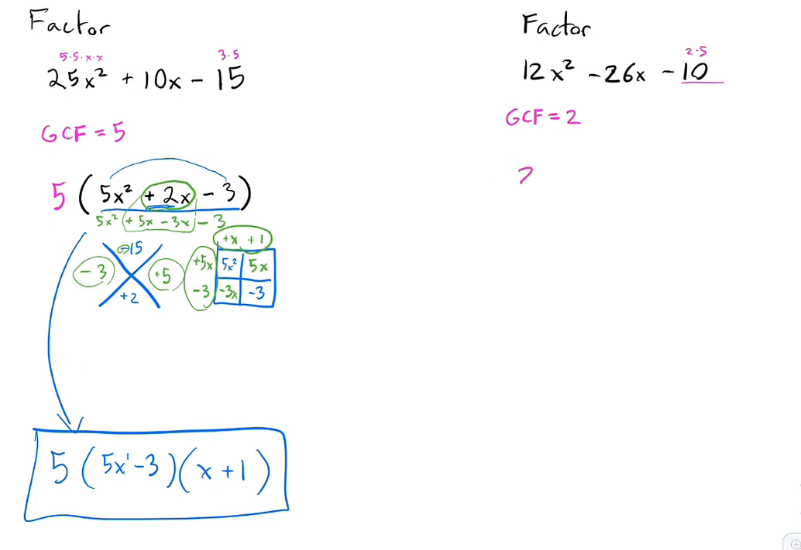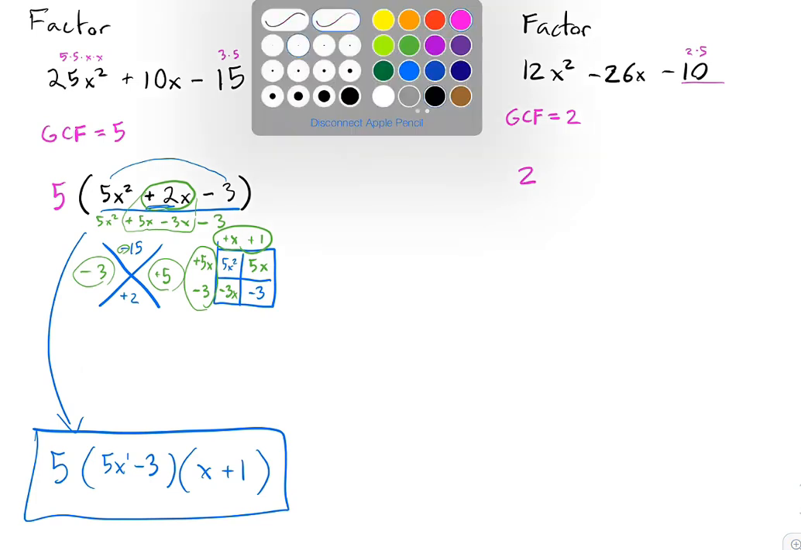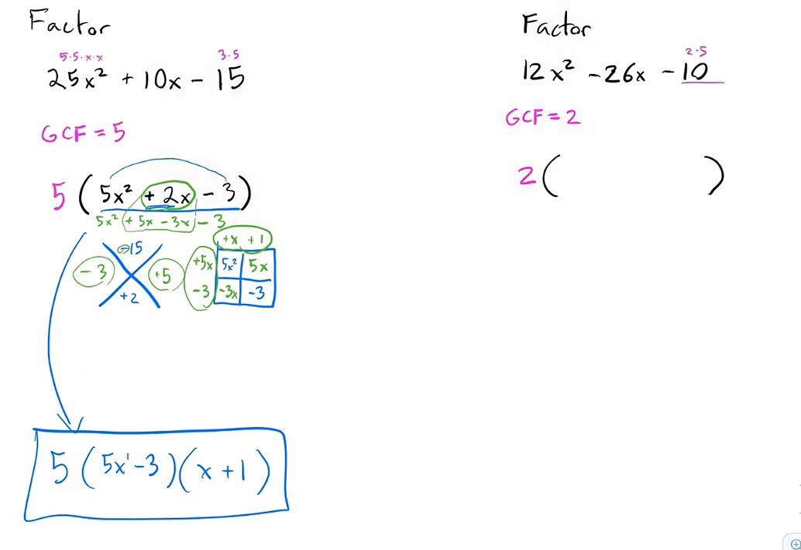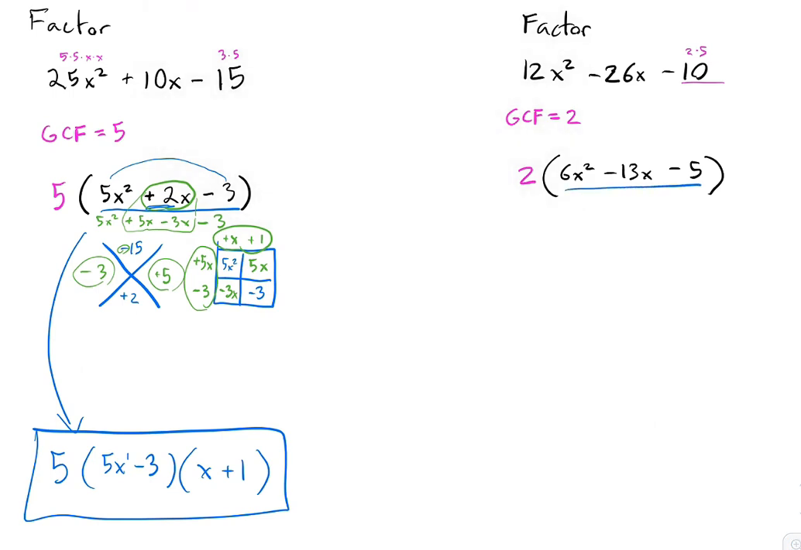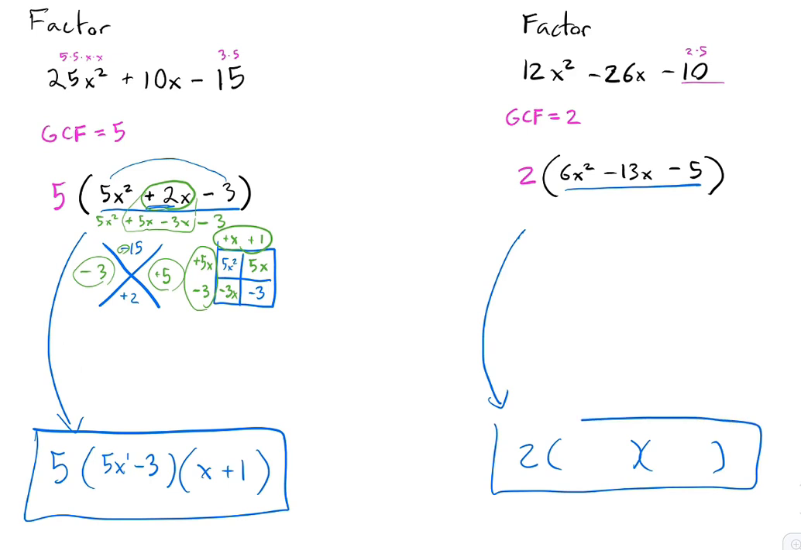Okay, so I write 2 times, and then in parentheses, what was there before I distributed it in? We just divide everything by 2. So we get 6x squared minus 13x minus 5. And if I distributed 2 into that, I would get the original. So great, everything's good so far. And then we factor what's in the parentheses, and my end result is going to be 2 times something times something. I can even put a box around it.